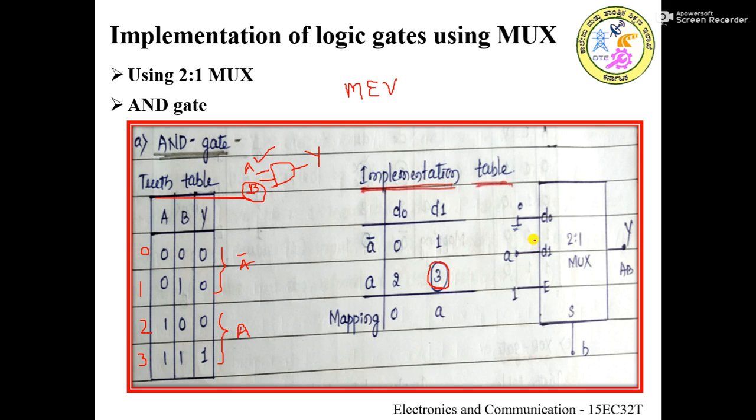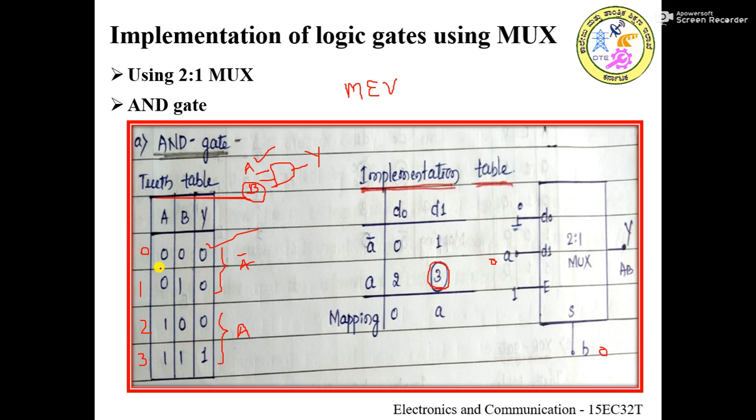Understood? Let's see whether it works as per the truth table or not. With A 0 and B 0, with select line 0, D0 is selected. What is the content of D0? 0. So output Y will be equal to 0. The first combination is verified.